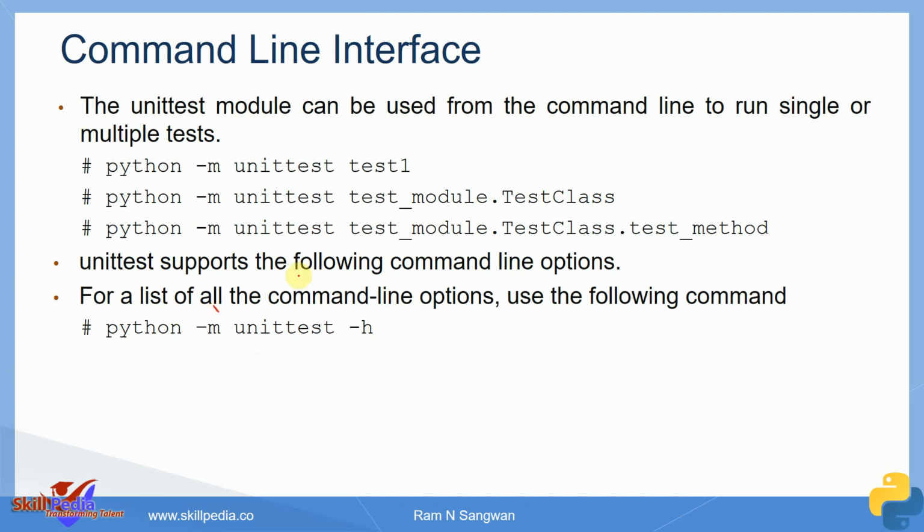You can call this program from the command line. The unittest module can be used from the command line to run single or multiple tests, like python -m, that is the module name unittest, and you are calling it on your program. Unittest, test module, test class, directly on the class. Test module, test class dot test method. So it supports this command line option. A lot of command line options are supported, which is coming up. For a list of all command line options, you can use this command python -m unittest -h. What all command line options it supports.